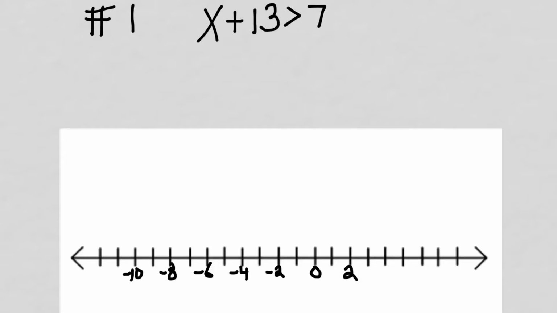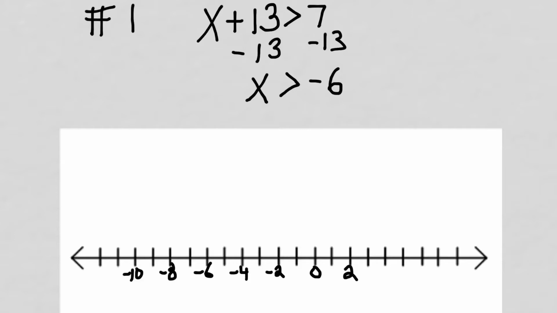This is number 1. X plus 13 is greater than 7. I ask you to solve for this. As always, that means get x by itself. To do that, I want to subtract 13 from both sides. If I do that, on the left, all that's left is x. And on the right, 7 minus 13 is going to give you negative 6. So we're done.